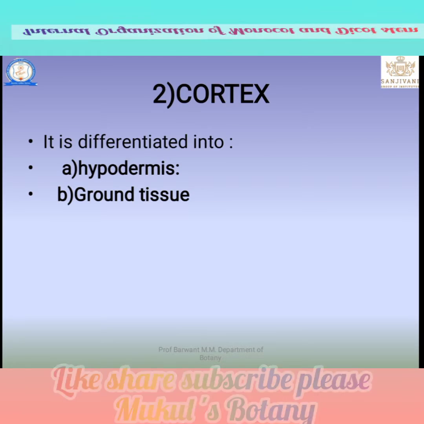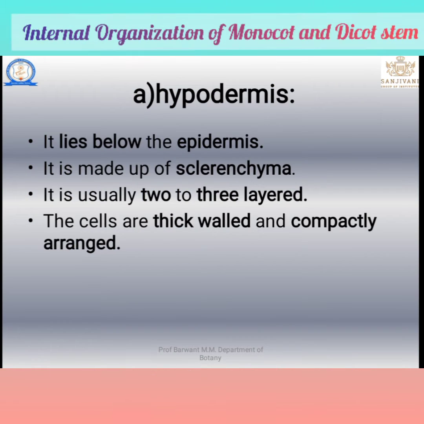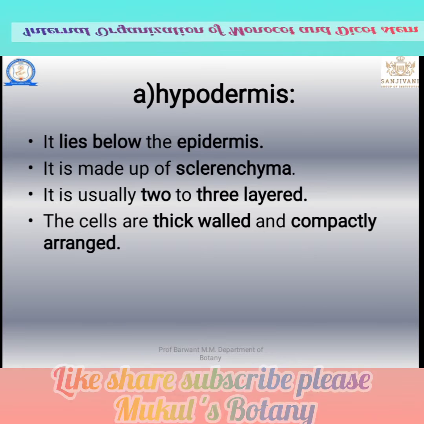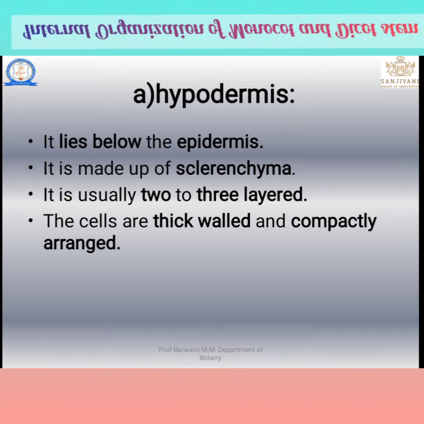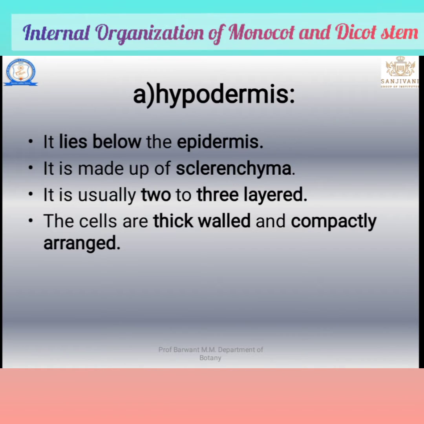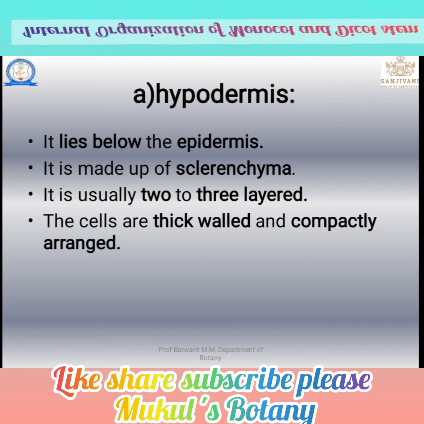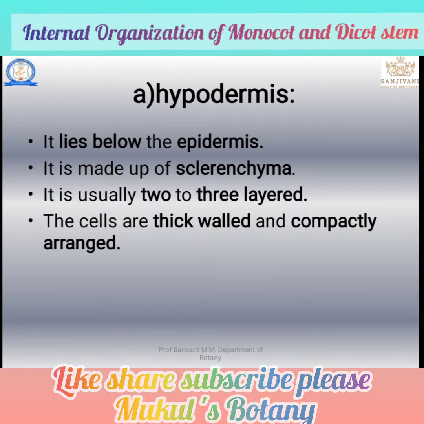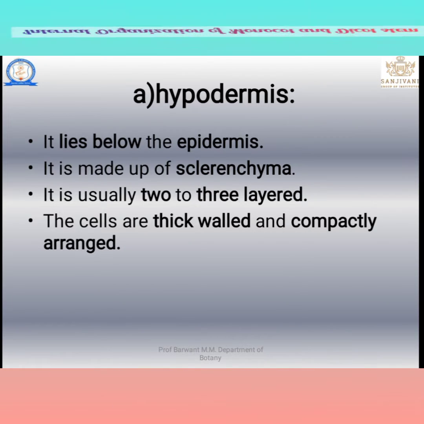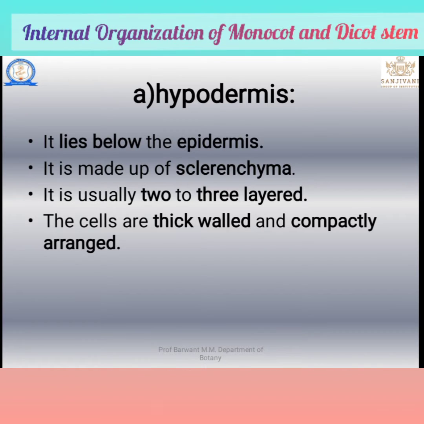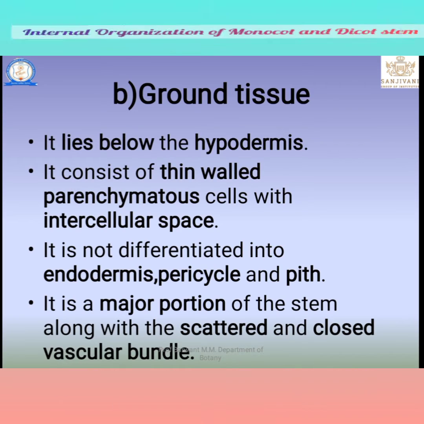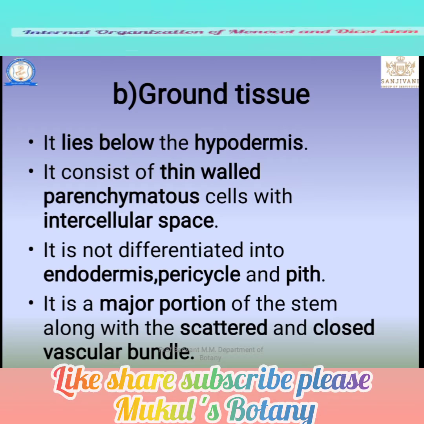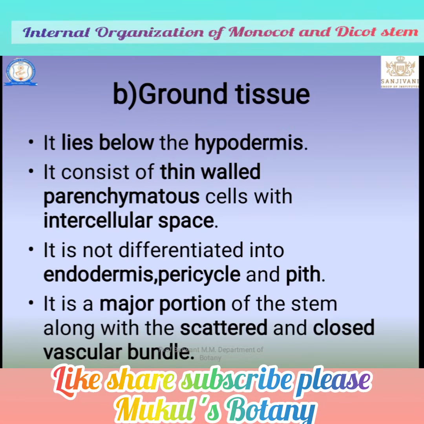Cortex is differentiated into hypodermis and ground tissue. It lies below the epidermis. It is made up of sclerenchyma, 2 to 3 layers of cells. It is made up of thick-walled, compactly arranged cells, generally sclerenchyma, due to which the plant gets protection or the ability to withstand environmental conditions. That may be sunlight, that may be the pores of the ear.